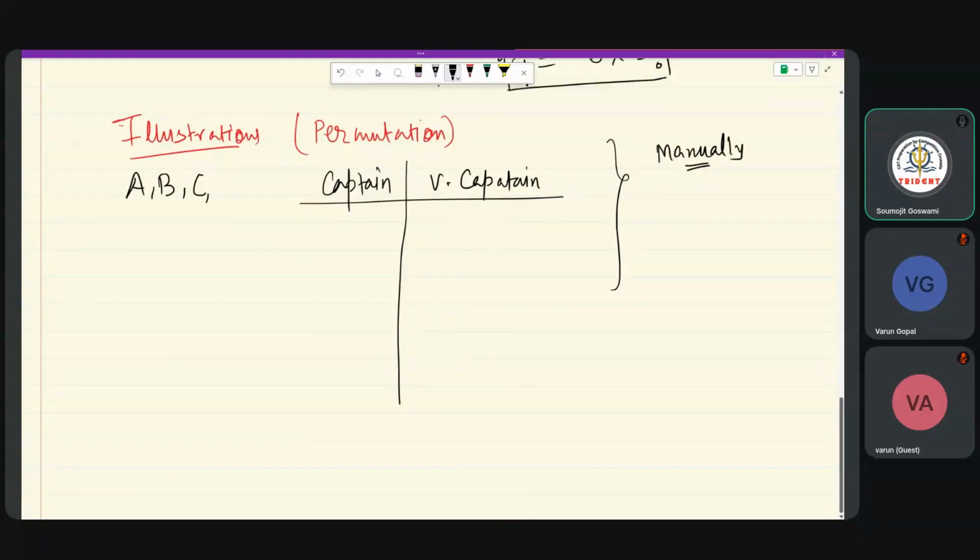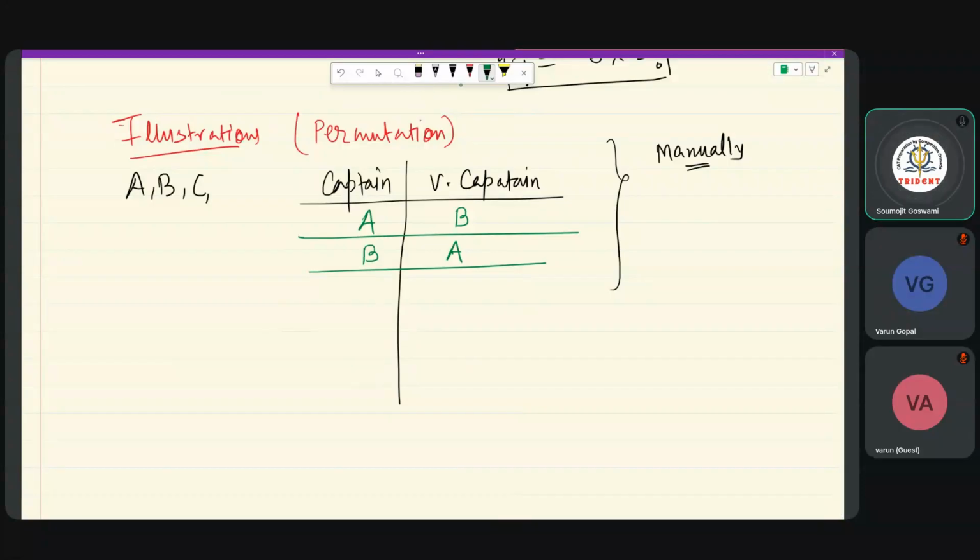Let's do this thing manually. Okay. So I can have A and B, captain, vice captain. Then I can have B and A. Okay. So both the two possibilities exhausted.